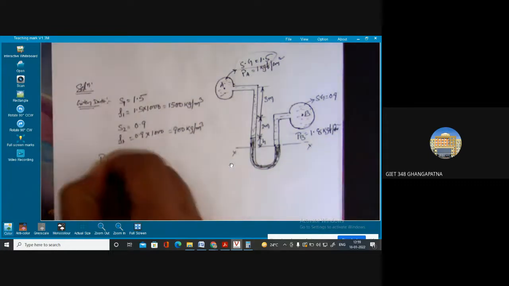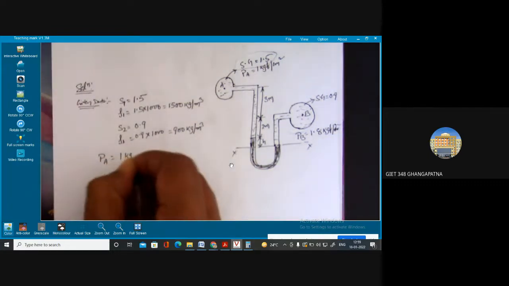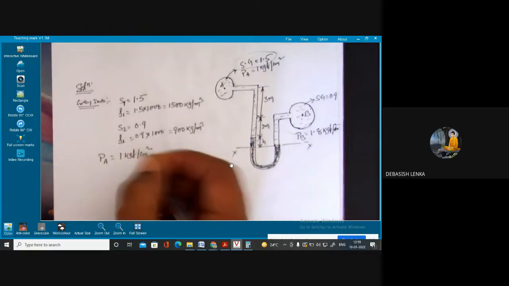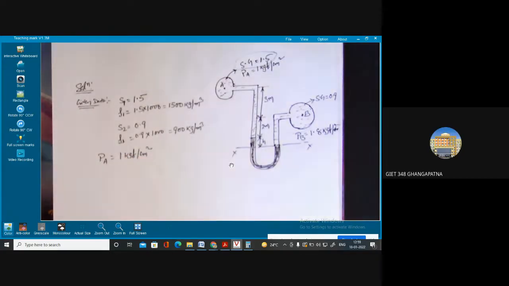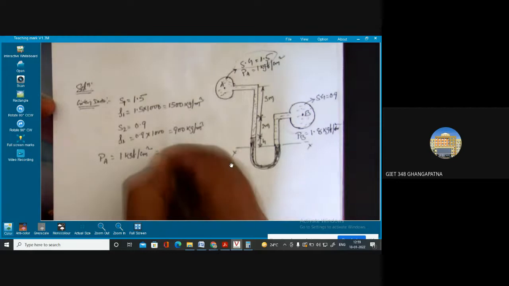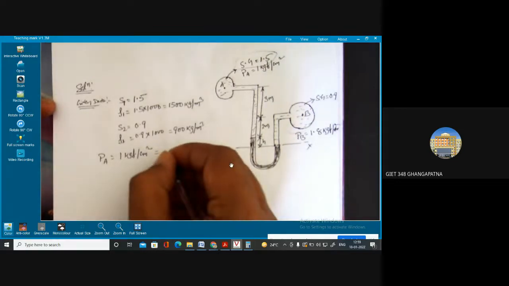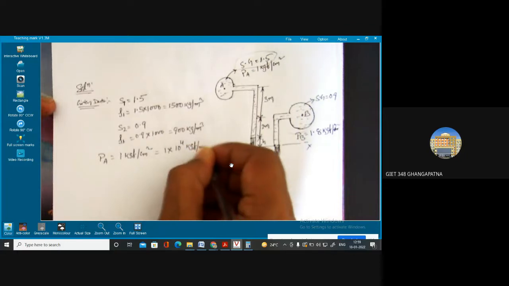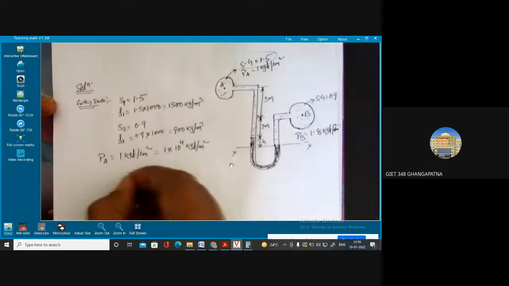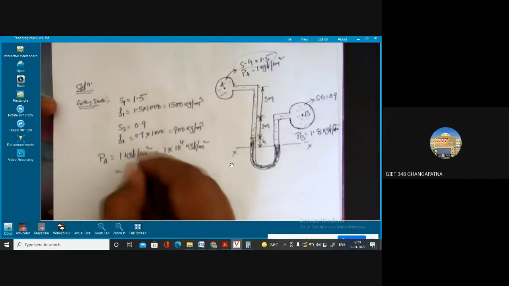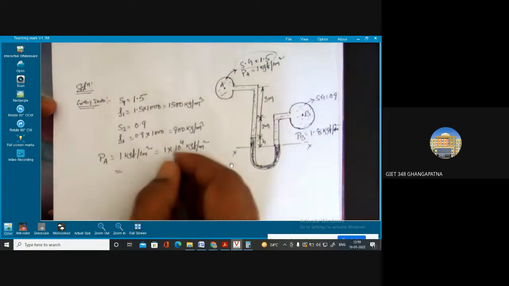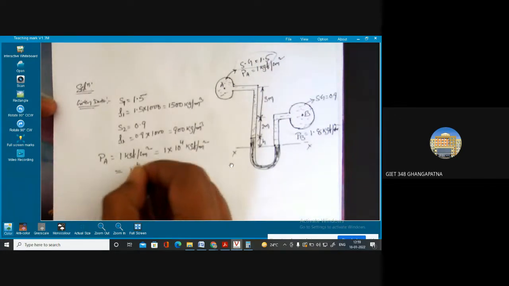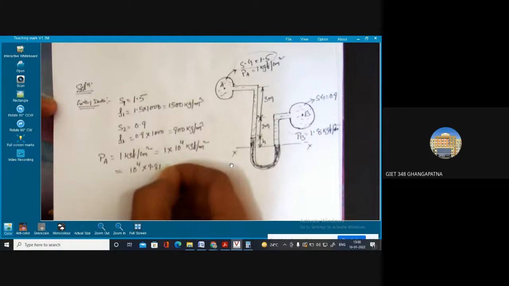Next, pressure at A is given. How much? 1 kgf per centimeter square. So let us try to convert this into Newton per meter square. Just see carefully. 1 kgf per centimeter square, can I write it as 1 into 10 to the power of 4 kgf per meter square? By converting centimeter square to meter square, I have multiplied by 10 to the power of 4. So 10 to the power of 4 into 9.81 Newton per meter square.